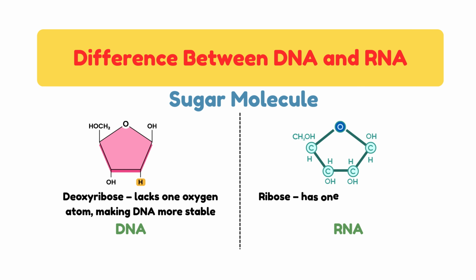Sugar molecule. In DNA, the sugar is deoxyribose, which lacks one oxygen atom. This missing oxygen makes DNA more stable. RNA contains ribose, which has one extra oxygen atom, making it slightly less stable but more reactive.